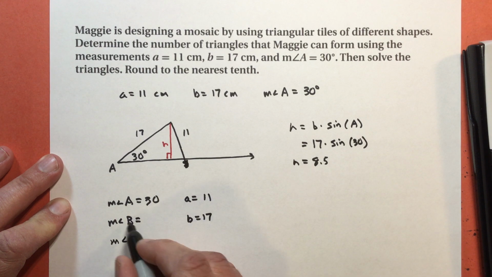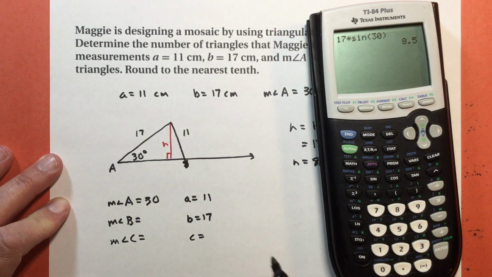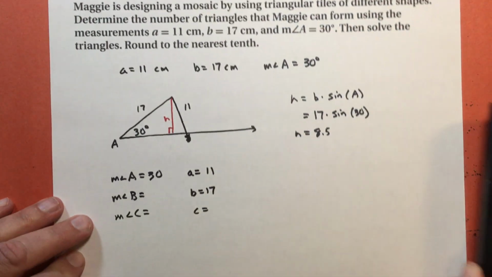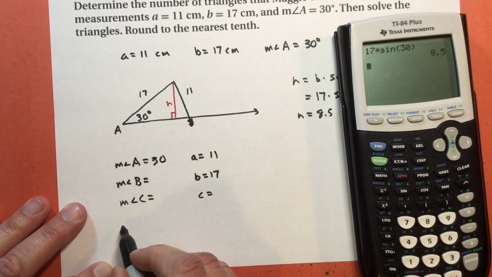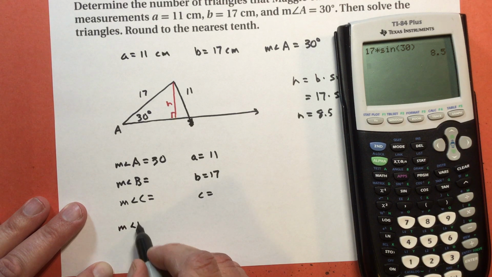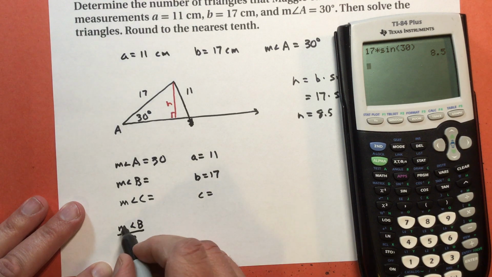And once I get to angle B, I'll be able to figure out angle C and side C. Okay, so I just need a little bit of room to do what I'm doing here. So I'm going to set this up as a ratio. I'm going to say the sine of angle B over 17. This is the law of sines.